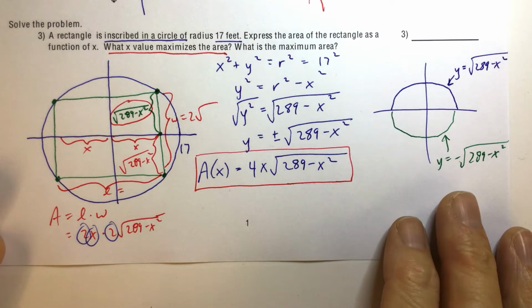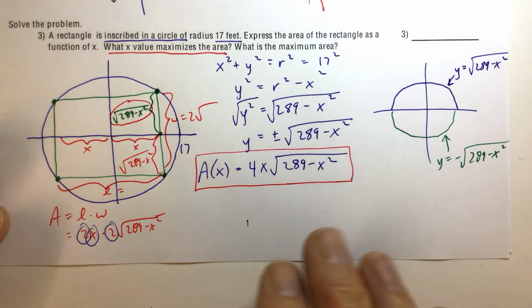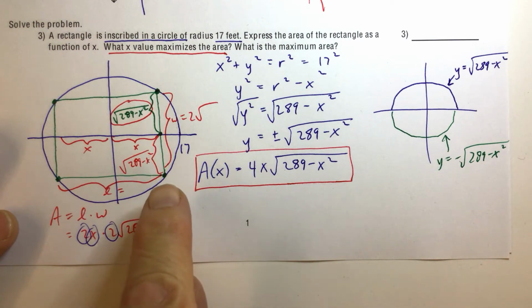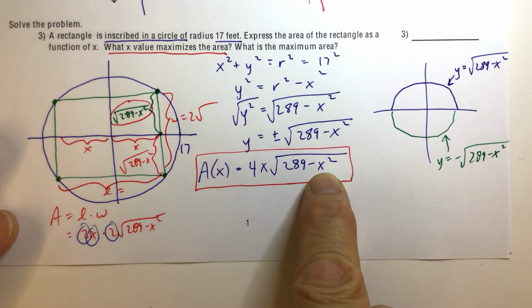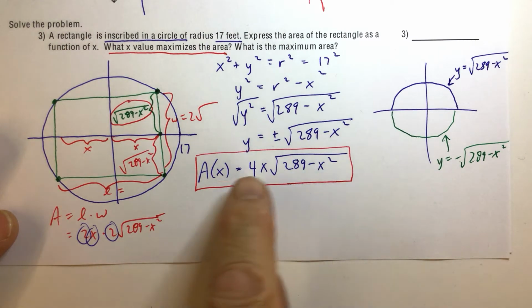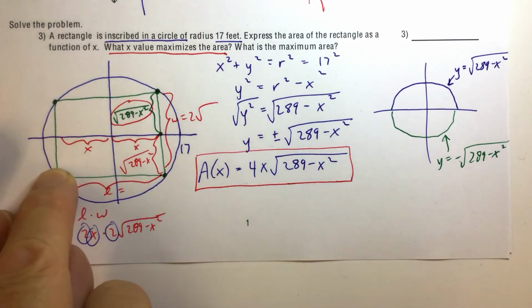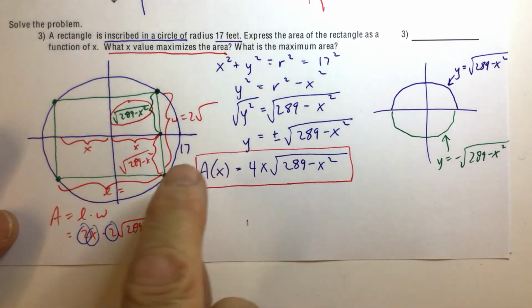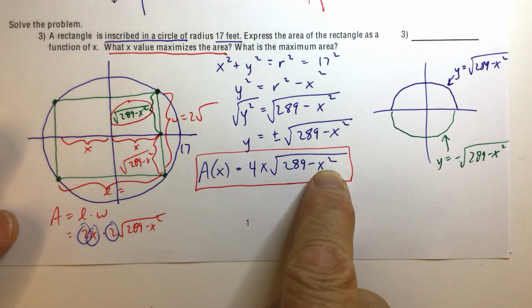So this would be my third video for this 2.4 to 2.6 review. And at the tail end of the last video, I walked you through how to get this function defined in terms of x, the area of this green rectangle that's inscribed in a circle of radius 17 feet. So we figured that out in the last video.